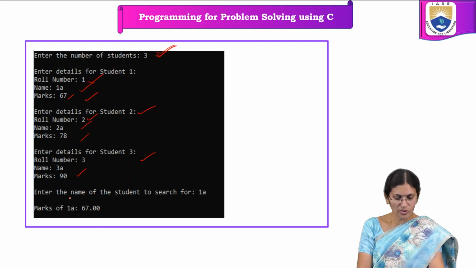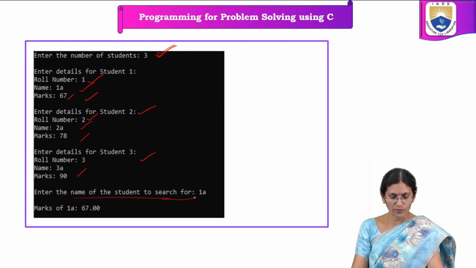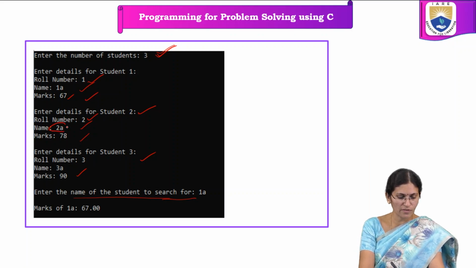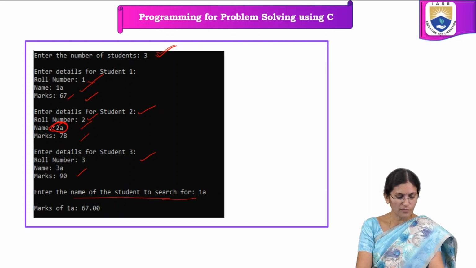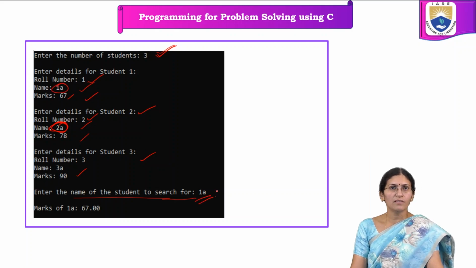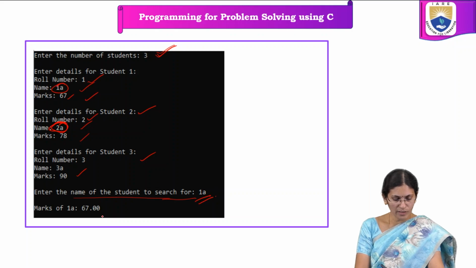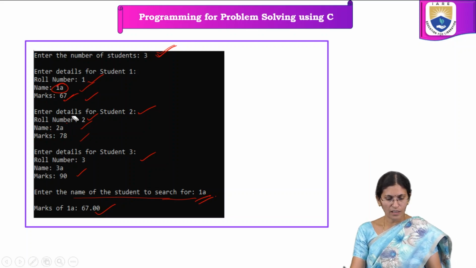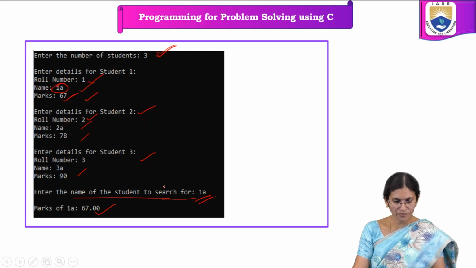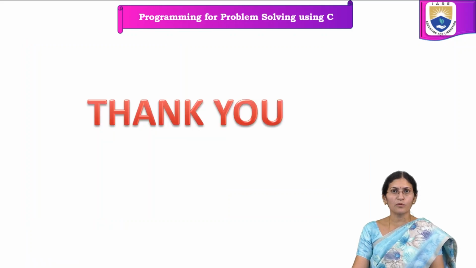Then we need to enter the name of the student to search for. Suppose we are entering this one, 1A, as the student name. So his corresponding marks are displayed on the screen. His marks are 67. So this is like searching for a particular value in the structure. In this way we can write the program.